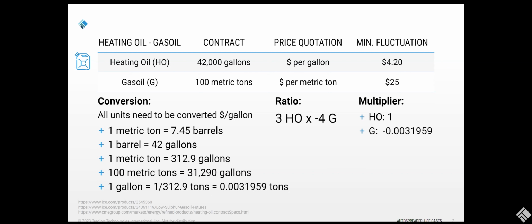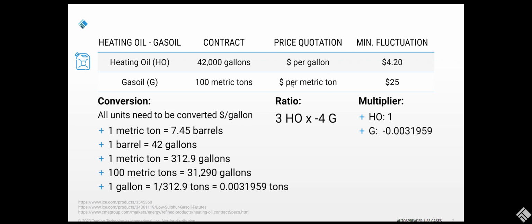Just going through the specs at the top here, we have heating oil, contract size of 42,000 gallons, and the price quotation is in dollars per gallon. Now, for gas oil, we're showing 100 metric tons, and it is quoting in dollars per metric ton. So everything needs to be reconfigured in a sense here. The goal will be to convert these into dollars per gallon in order to get these to equate. If we go down in the lower left here, we've got the math behind the conversion.